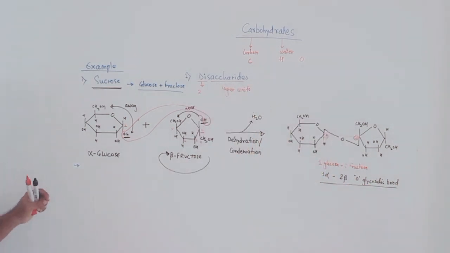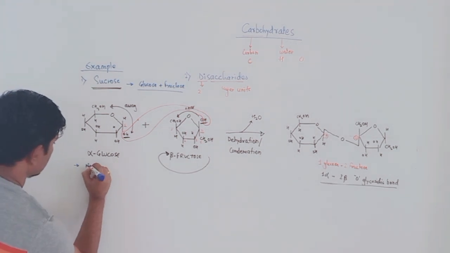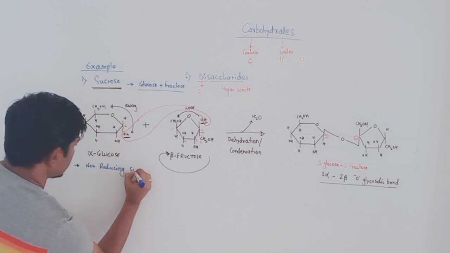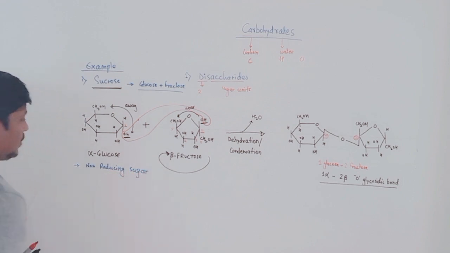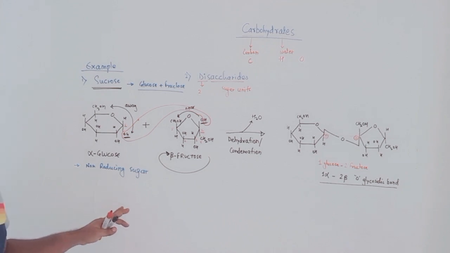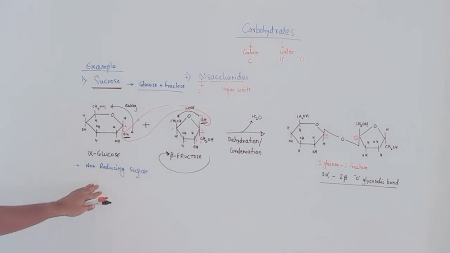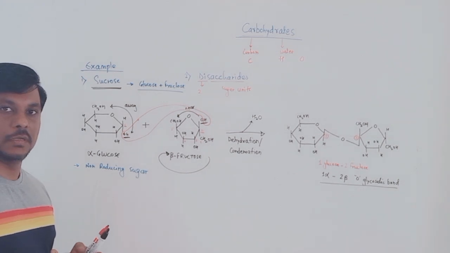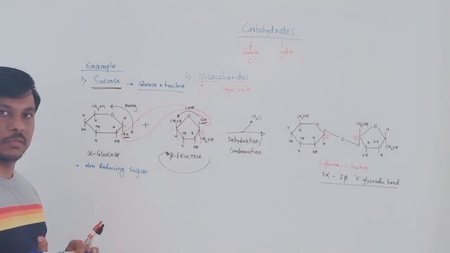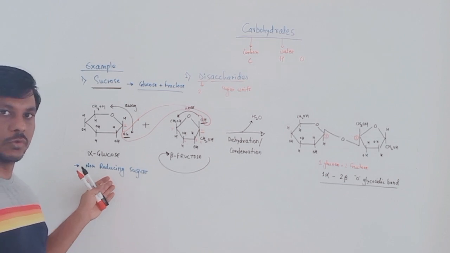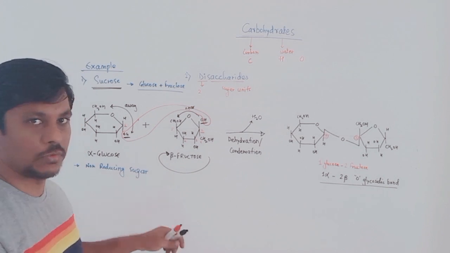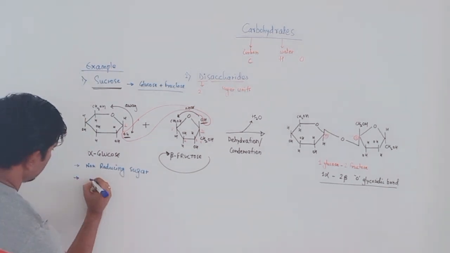This sucrose is a non-reducing sugar. Okay. All the monosaccharides are reducing sugars. What does it mean by reducing sugar? When the monosaccharide unit combines with Benedict's reagent, they give a reaction. So those that give the reaction with Benedict's reagent, we call them reducing sugars. Sucrose is also called table sugar.